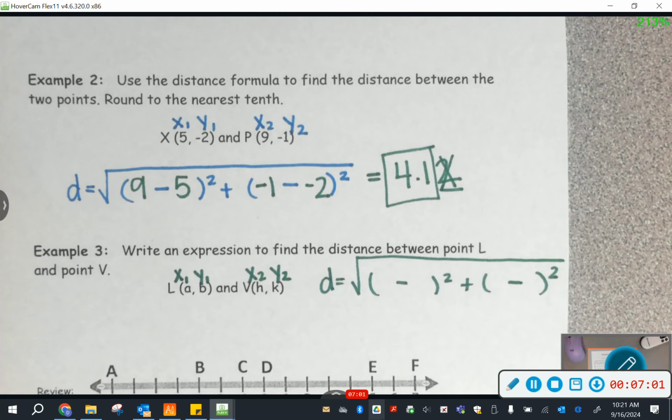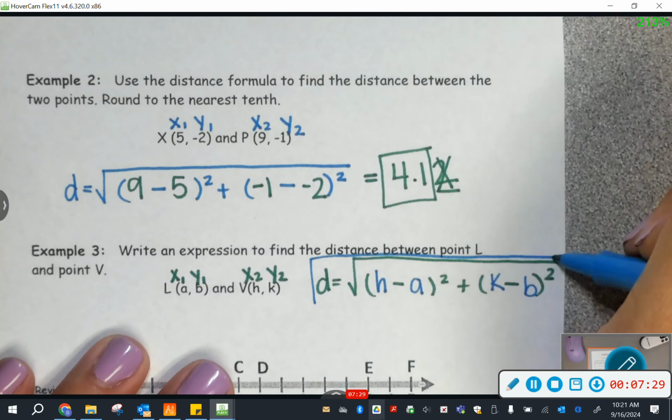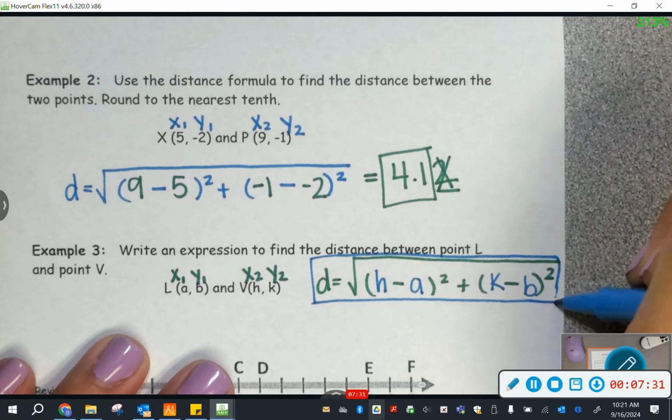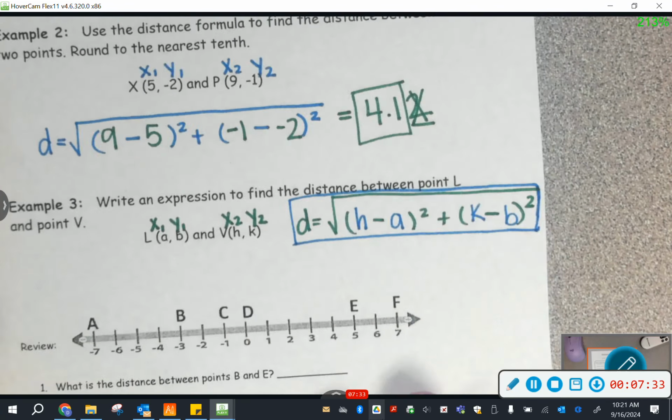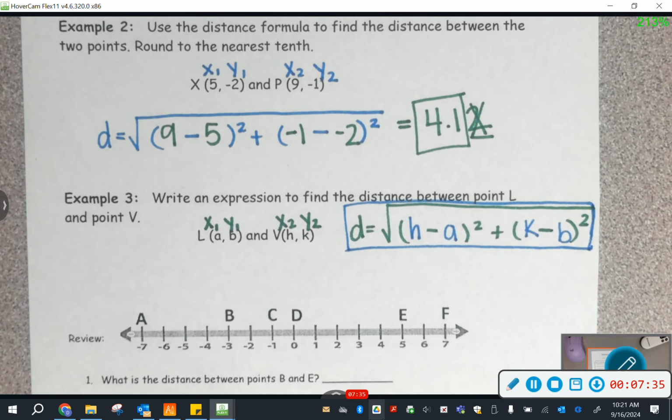What's my x2? Am I going too fast? What's my x1? Y2? Y1. And because it's letters, you are done. I'm going to give y'all 30 seconds. I would like you to do the last two.